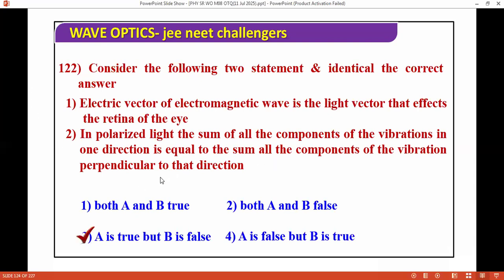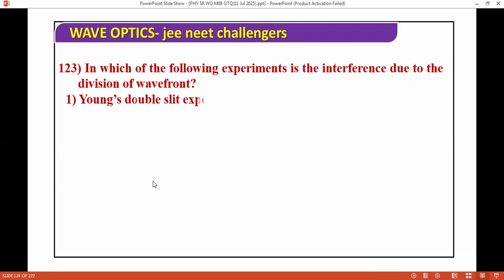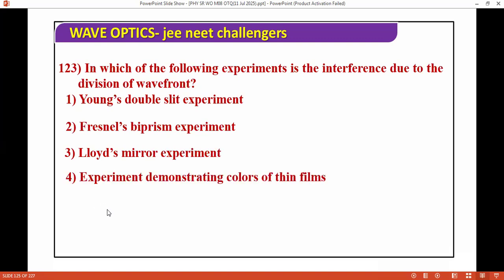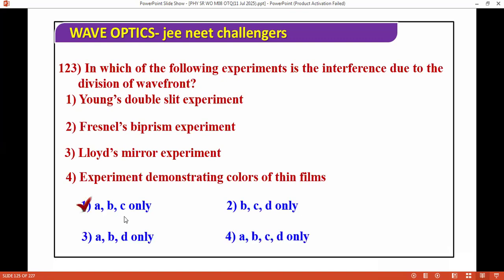Okay, so I think we have done this question. Next question I'm moving to: in which of the following experiments is the interference due to division of wavefront? A, Young's double slit experiment; B, Fresnel's biprism experiment; C, Lloyd's mirror experiment; D, an experiment demonstrating colors of thin film. The options are A, B, C; B, C, D; ABD; and ABCD. So the correct answer will be ABC.